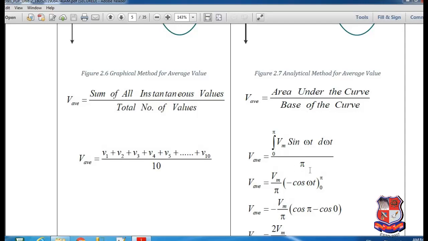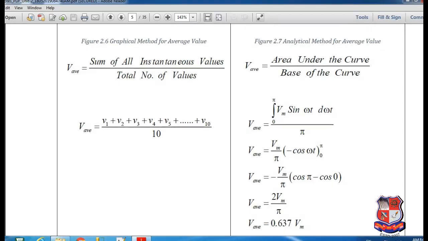Why have we considered only the half area? Because the average value of the sinusoidal wave for the full cycle is 0. So for that we have to take only a half area. Now we are going for the integration. Vm by pi is a constant value, and the integration of sin omega t is minus cos omega t, with the limit 0 to pi.